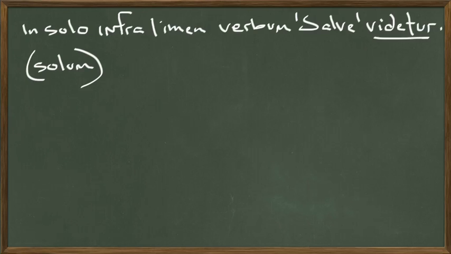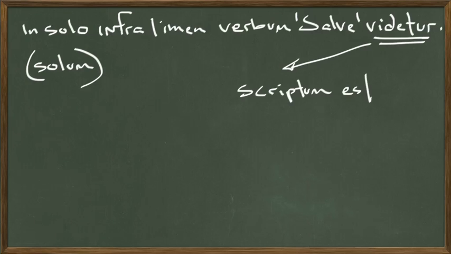And we also had the verb is written, so if we changed videtur, is seen, to is written, then the sentence would become in solo infra limen, verbum salve, and then is written, scriptum est. In solo infra limen, verbum salve, scriptum est. On the floor below the threshold, the word salve is written, or was written.